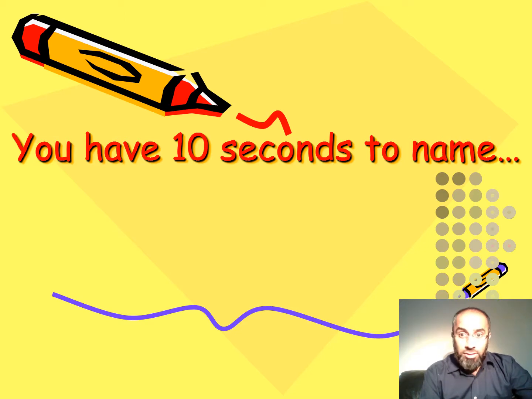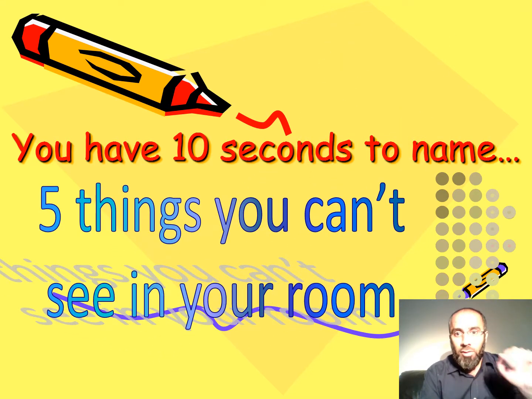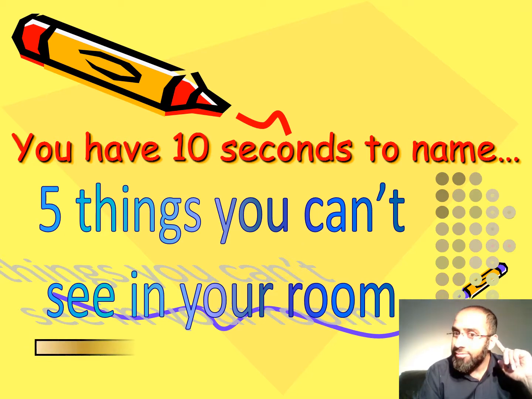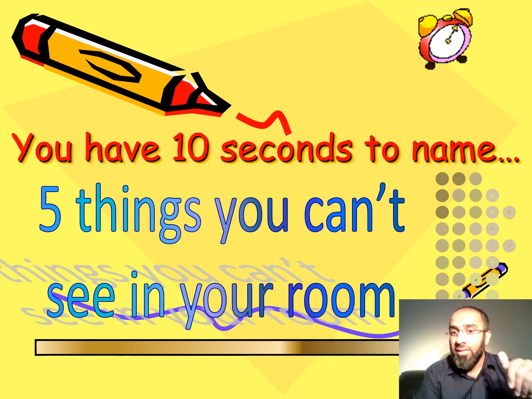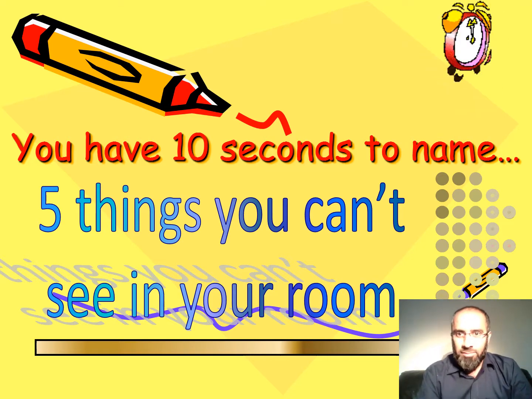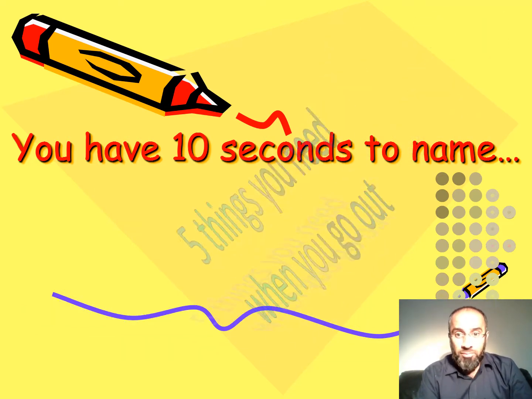You've got 10 seconds to name 5 things you can't see in your room. Okay, 5 things you can't see in your room. Yes. Very good, excellent, well done. You're doing a good job.